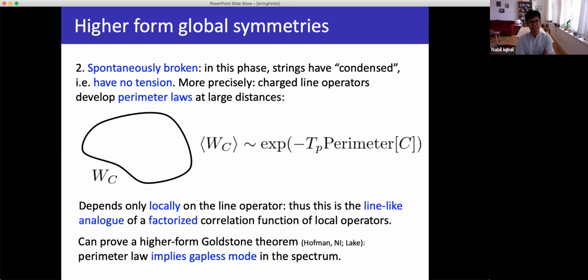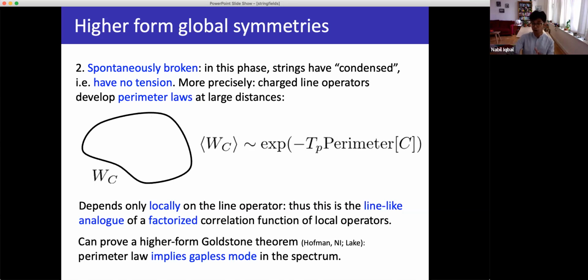And in this phase, strings have condensed, okay? They have no tension, that tension has gone to 0. Now, the idea of a condensed string might seem kind of weird and strange. What does that mean? More precisely, this just means that the charged line operator does not have an area law, but a perimeter law at large distances, okay? And so that tension has gone to 0. Now this line operator depends only locally on the data characterizing the curve. The perimeter is only a local function of the curve, and so you can figure it out locally. And this is basically like having a factorized correlation function for local operators. It's the line operator analog of that.